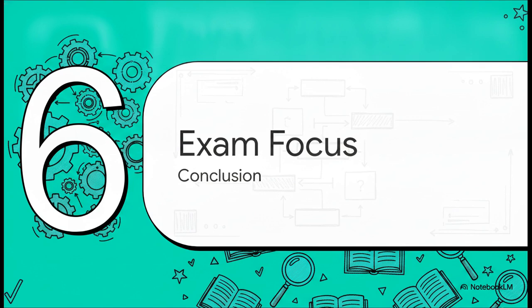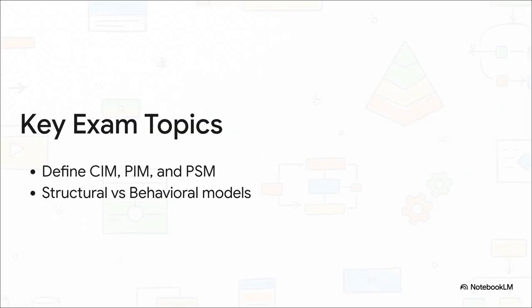Speaking directly to you as your lecturer right now, let's talk about what you absolutely need to know for your upcoming tests. You absolutely must memorize the explicit definitions for the acronyms we cover today: CIM, PIM, and PSM. You need to be able to explain exactly what a computation-independent model, a platform-independent model, and a platform-specific model are. On top of that, you are almost guaranteed to be asked to explain the fundamental difference between structural and behavioral models. Just remember, structural is static, like an architectural blueprint. Behavioral is dynamic, showing the system actively processing data or reacting to events.